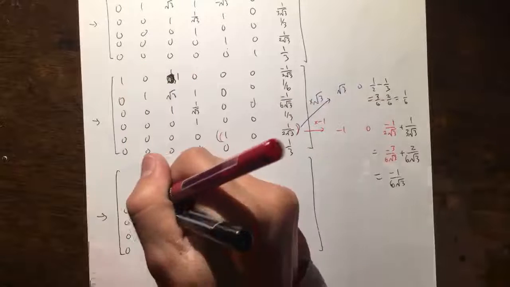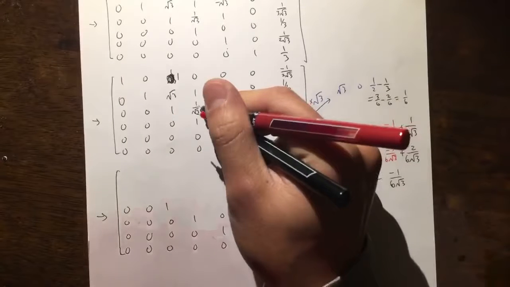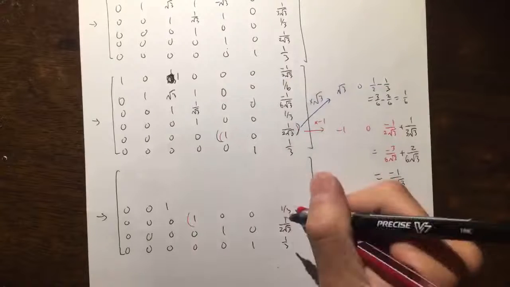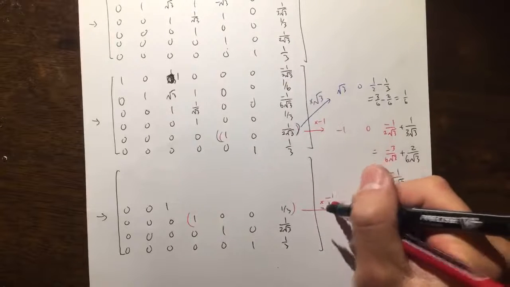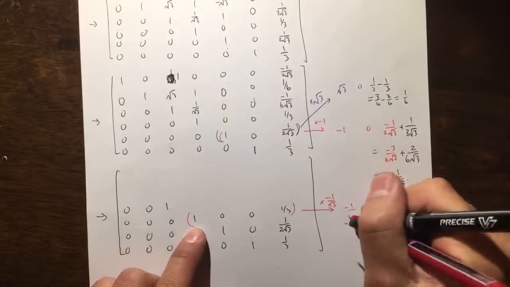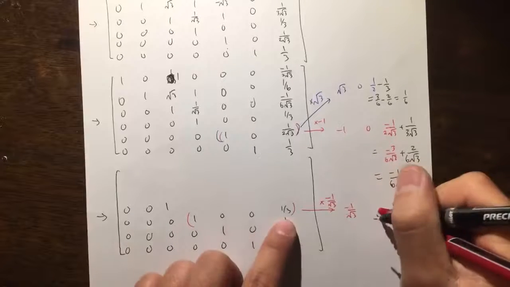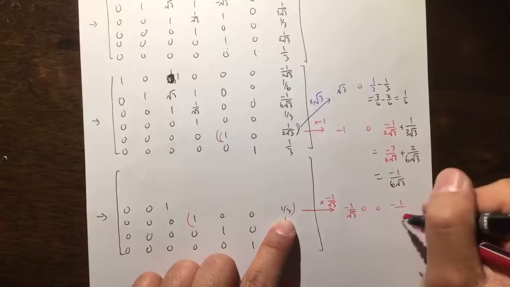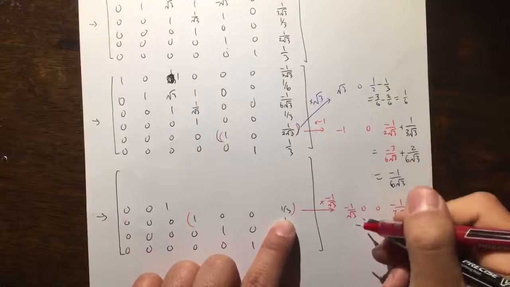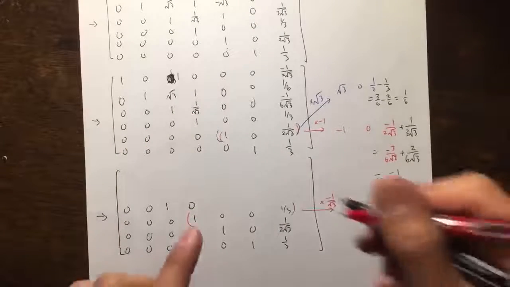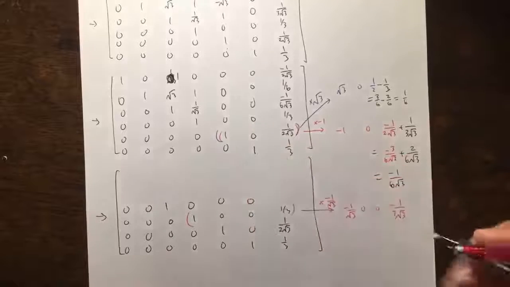And then this row, okay, now 0, 0, 1 stays the same. I need to make this equal to 0, so I'm going to multiply this by negative 1 over square root of 3. So let's see, this is going to be negative 1 over square root of 3. This times that is going to be negative 1 over 3 square root of 3, right? This plus that is going to be 0. And then these two are zeros already, so that's good.